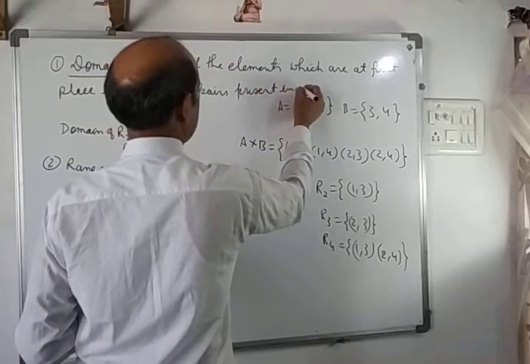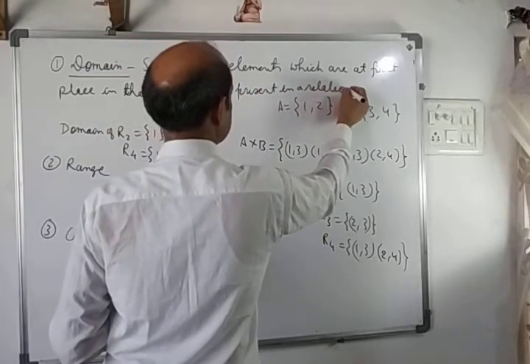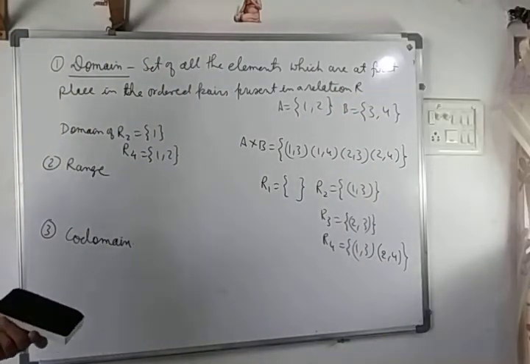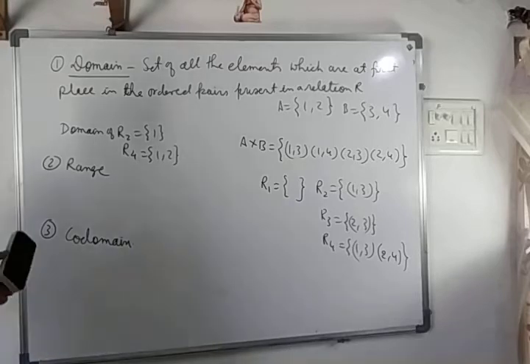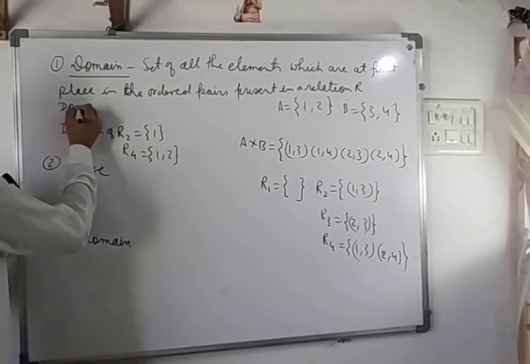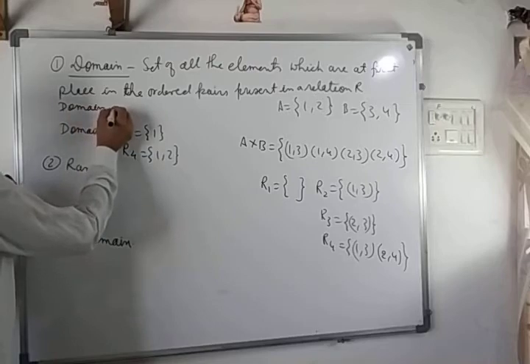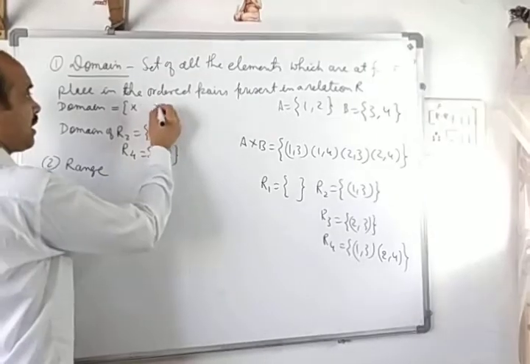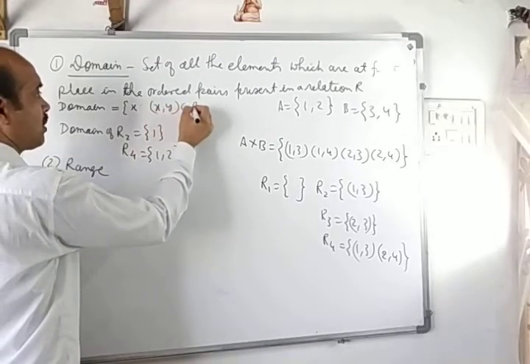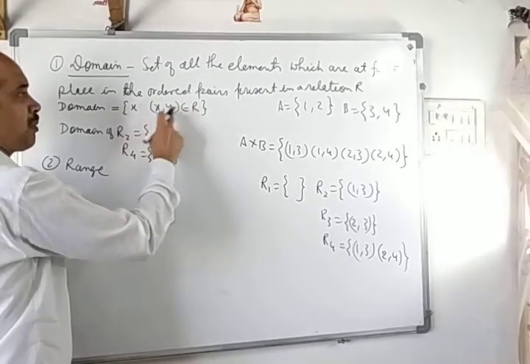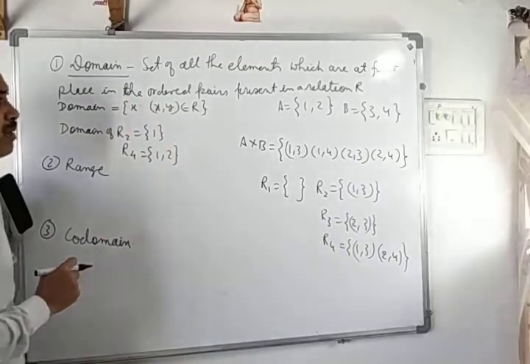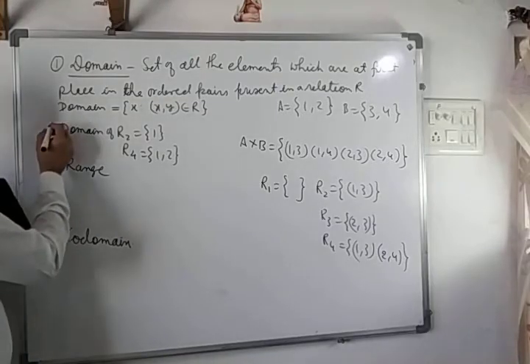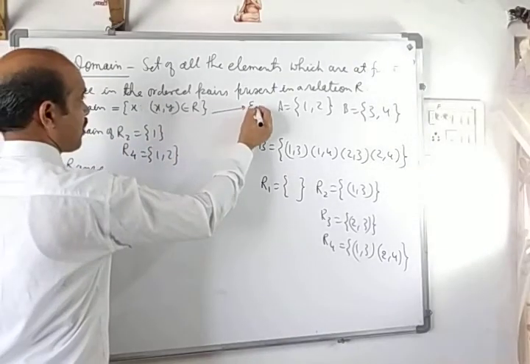Present in a relation R. This is the theoretical definition of the domain of any relation R. Now the set builder form: it is the set of x such that (x, y) belongs to R. It means for any ordered pair belonging to R, its first element will be in the domain of R. After that you may write an example.